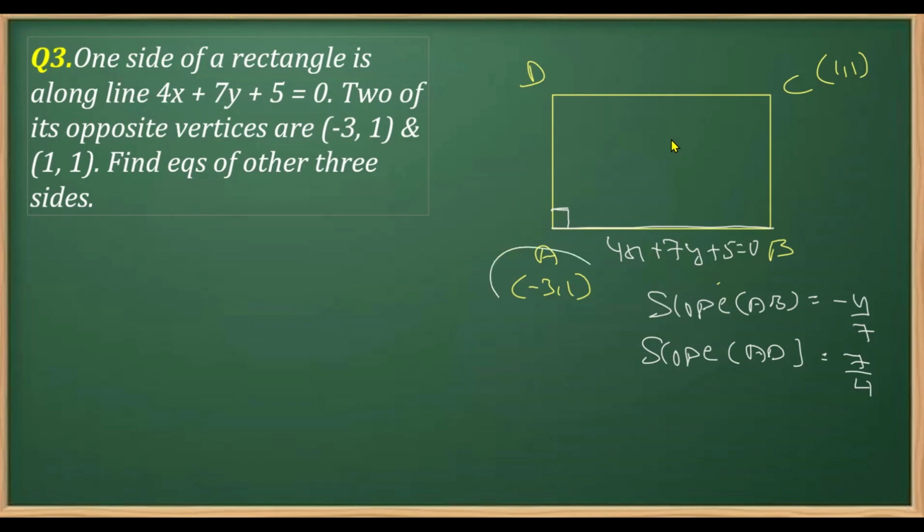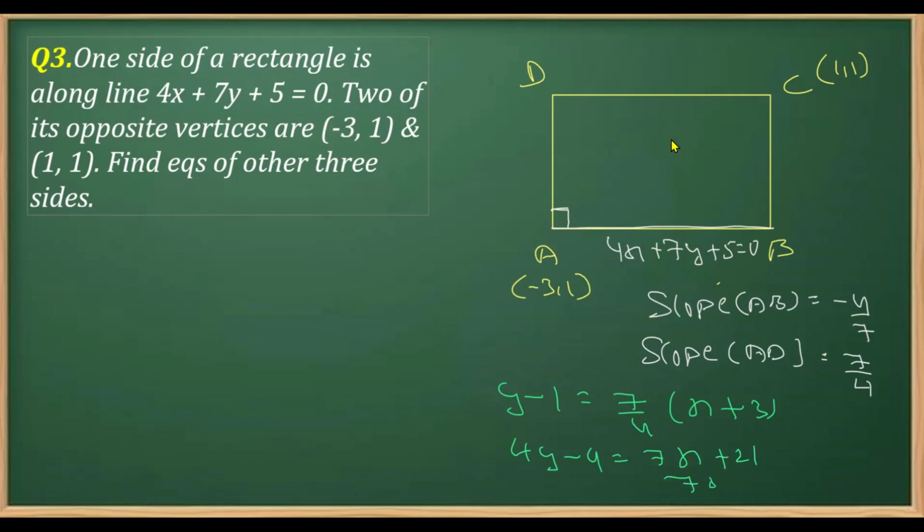We have one point, so we can use the slope point form. So y minus y naught is equal to m times x minus x naught. X naught is this, so it should be plus 3. I can simplify it, so on cross multiplication, it will give you 4 times y minus 4 is equal to 7 times x plus 21.